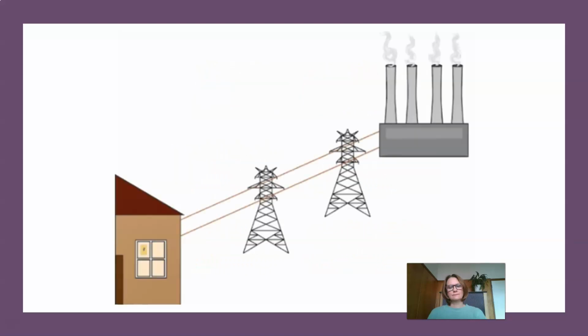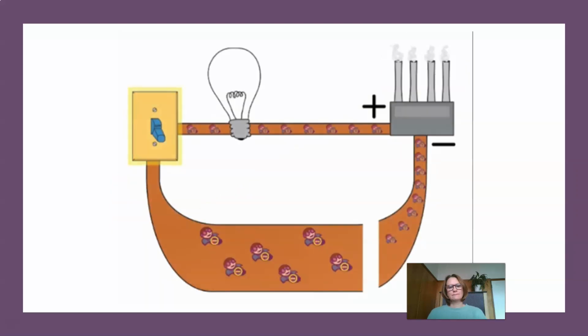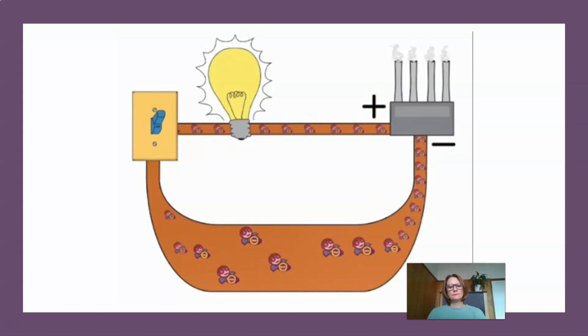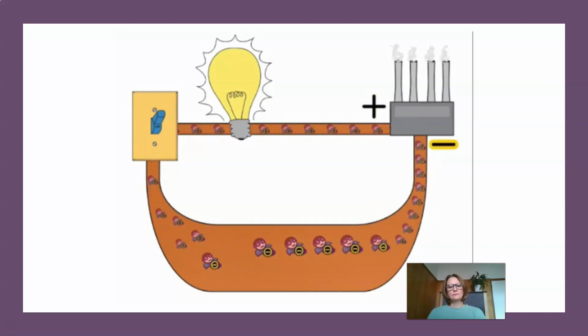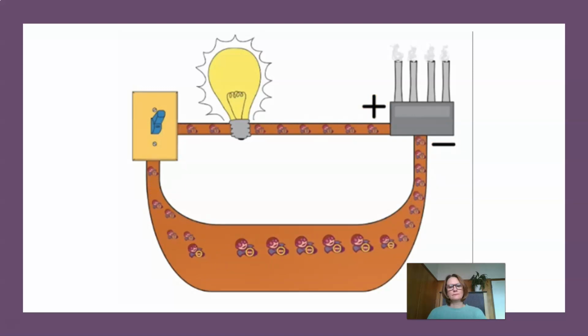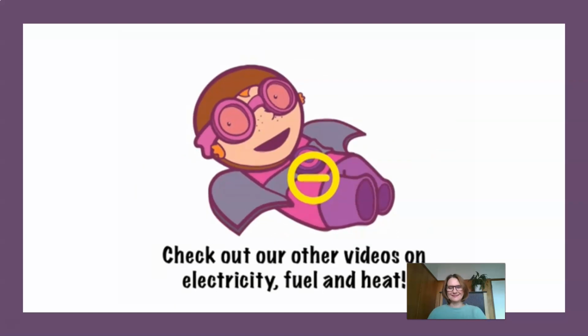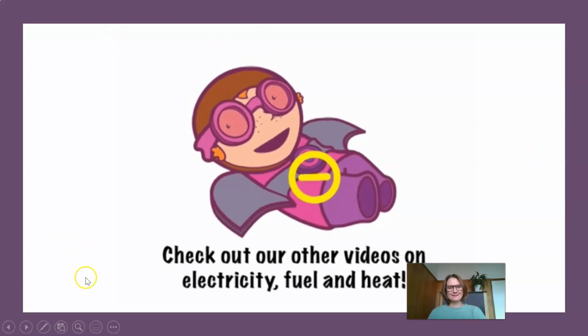Electricity in your house usually comes through copper wires which are connected to a power station. These wires form closed circuits which carry electricity. Before a switch is turned on, a circuit is not complete, and the free electrons in the copper are moving around randomly. After the switch is turned on, the open circuit closes. The difference in electrical charge at either end of the power station causes electrons to move in the same direction. Like charges repel, opposite charges attract. The flow of electrons is electricity. Check out our other videos about electricity, fuel, and heat.